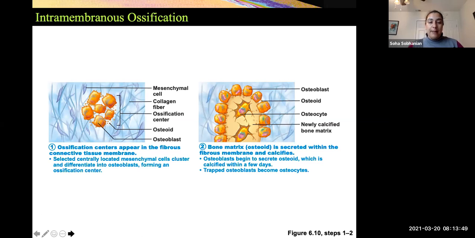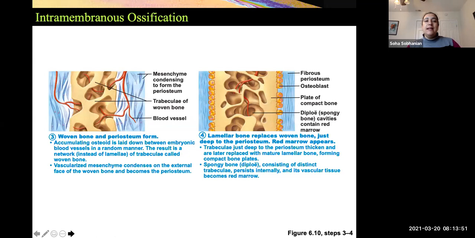So the next thing that happens, the next process, is that you start to form woven bone. From that structure that you originally formed, which is basically the osteoid with trapped osteocytes inside of it, you form something called woven bone. All you need to know is that you start to create these openings or holes called trabeculae, and then you start to pass tiny little blood vessels, as you can see, into that bone tissue.